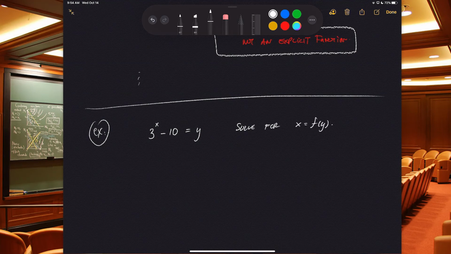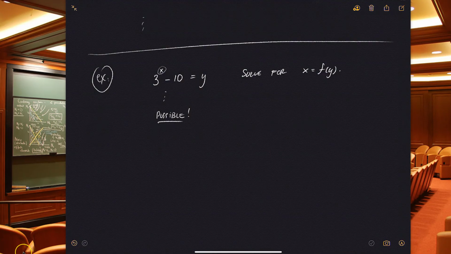This is actually something I can do. Even though this is in the exponent, we don't have in this course, and you won't until actually pre-calculus, the ability to solve this equation as a function of y. So it is possible, but again, we don't have the tool for it algebraically right now.